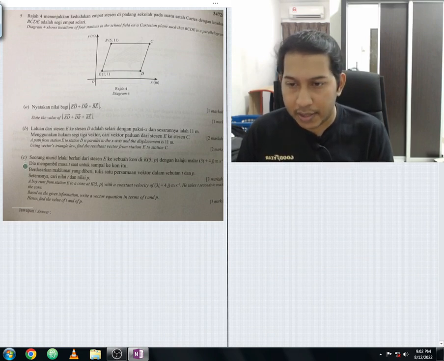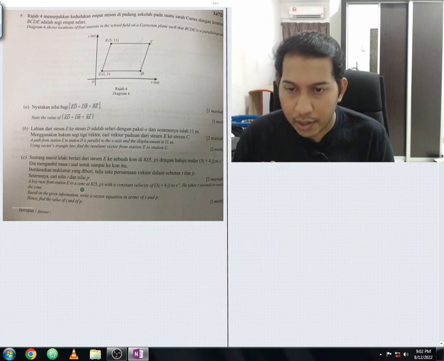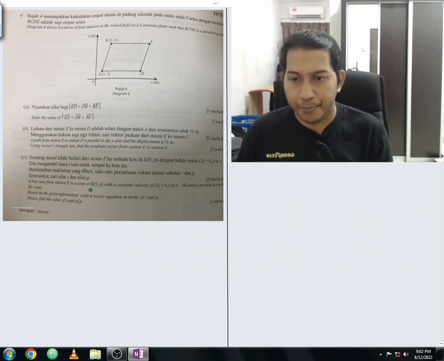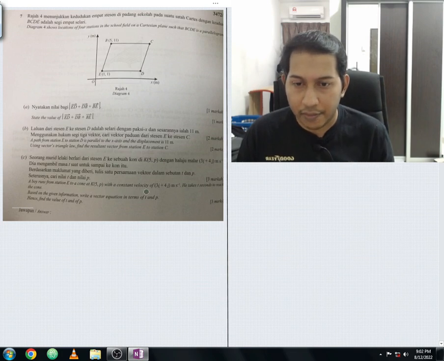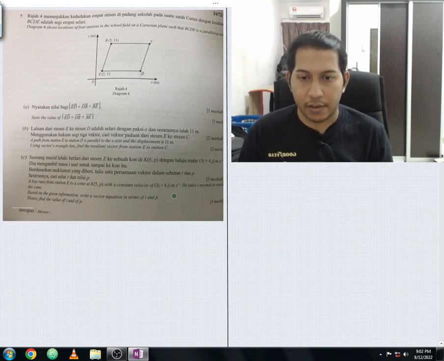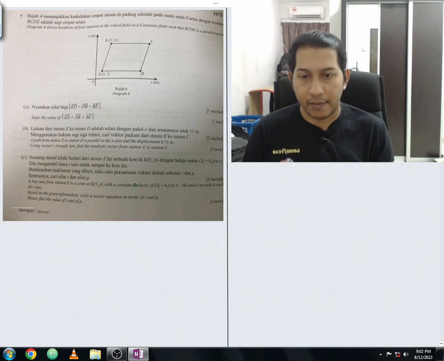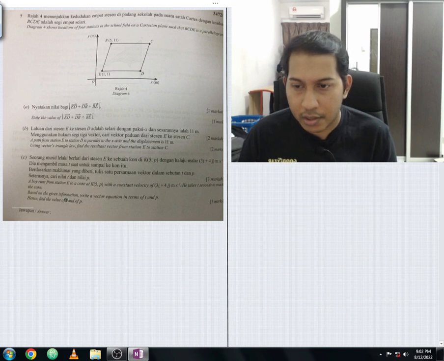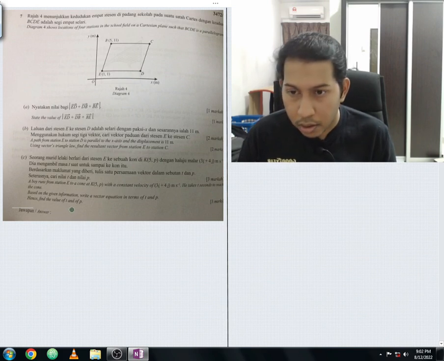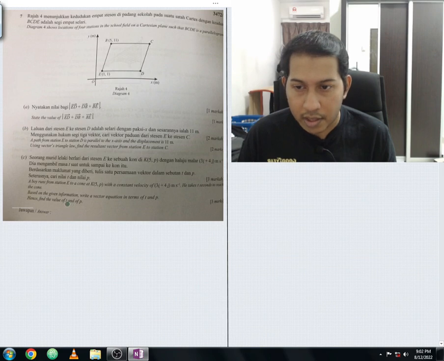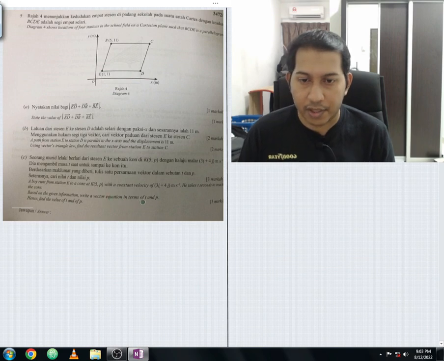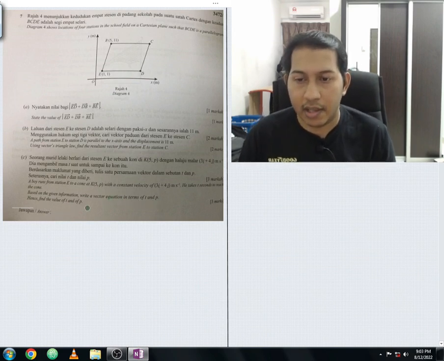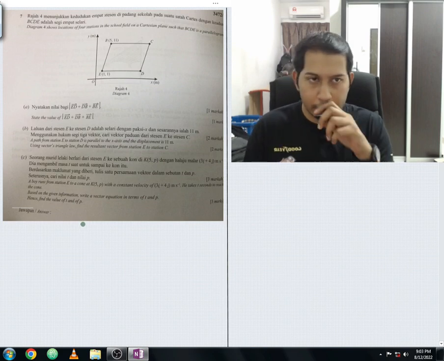Continue to read part C. A boy runs from station E to a cone at K, at the coordinate K(5, p), with a constant velocity of 3i plus 4j meter per second. So this is the velocity in vector form. He takes t seconds to reach the cone. So based on the given information, write a vector equation in terms of t and p, hence find the value of t and p. So this is the overall question.